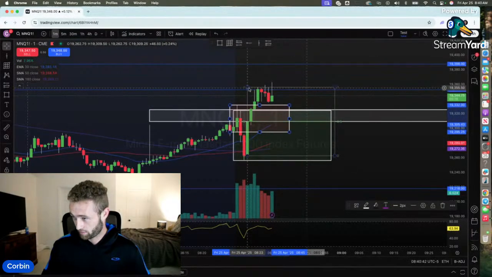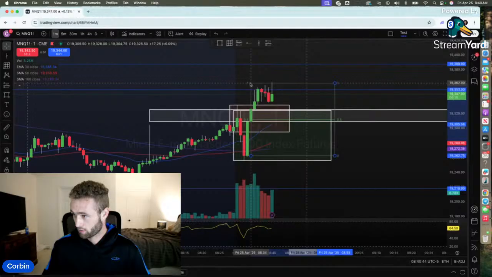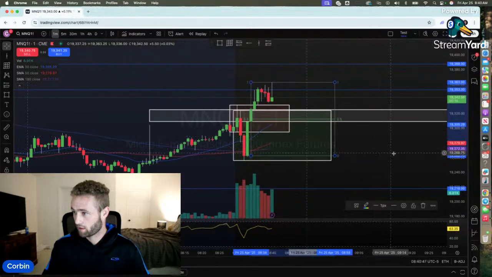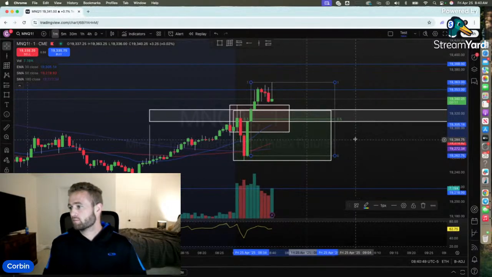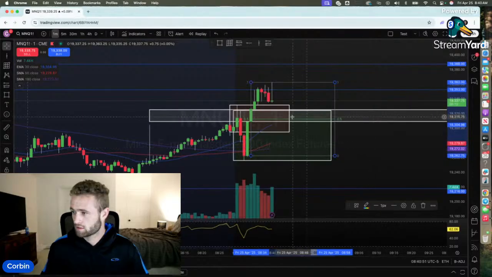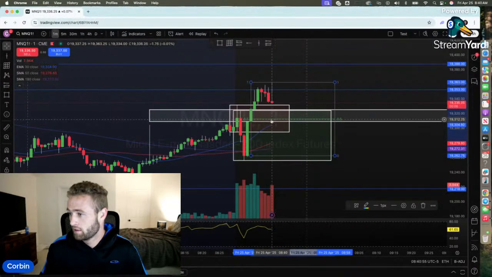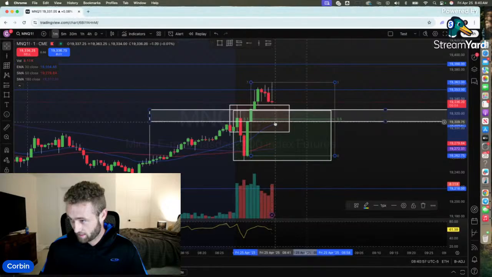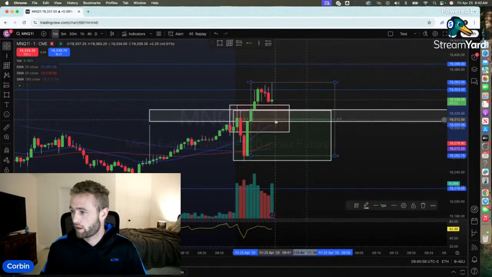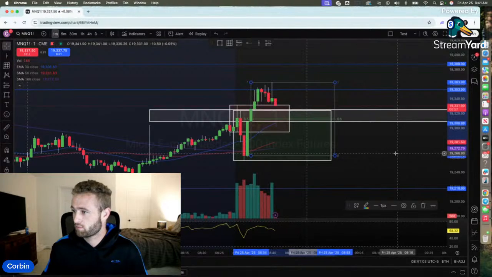But that did make a higher high on equilibrium. So we're moving that up just a bit. So idealistically, if we are going to continue to the upside, I would like to get in somewhere right around that 50% retracement.